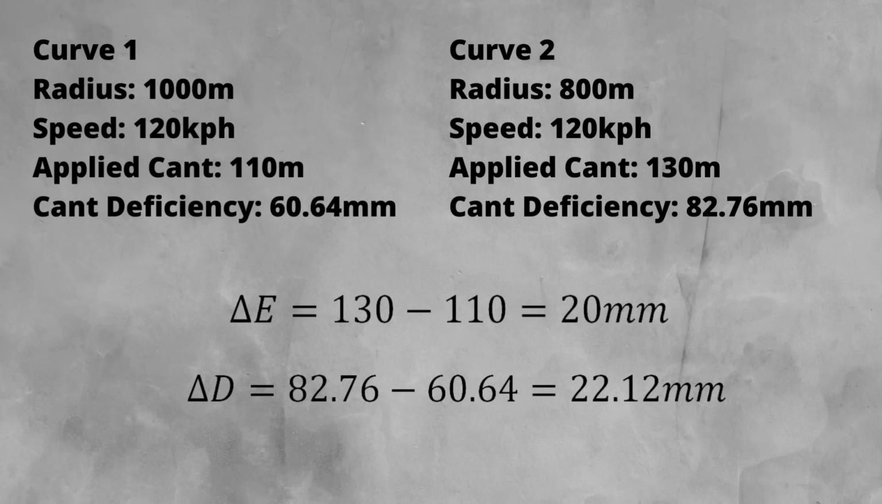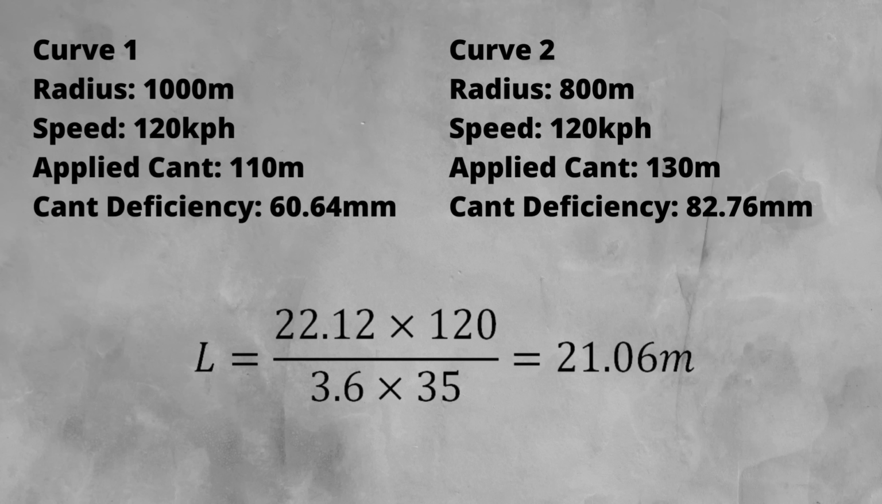Already, we can see that the rate of change of Cant deficiency will give the greater length transition, as the magnitude of the change is larger than that of the change in cant. Let's take the delta D values and put it in our transition length equation, with a normal design value for rate of change of Cant deficiency. So from the below calculations we can see that the transition should be 21.06 meters in length to be to the desirable design limits.